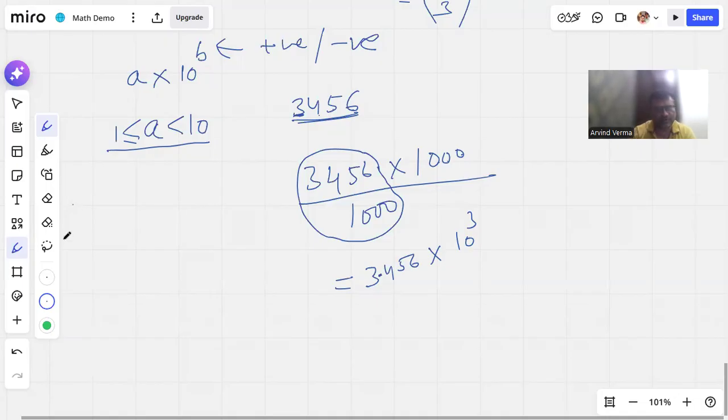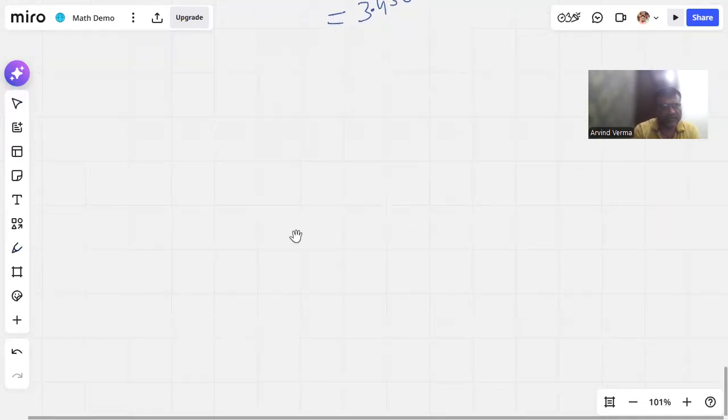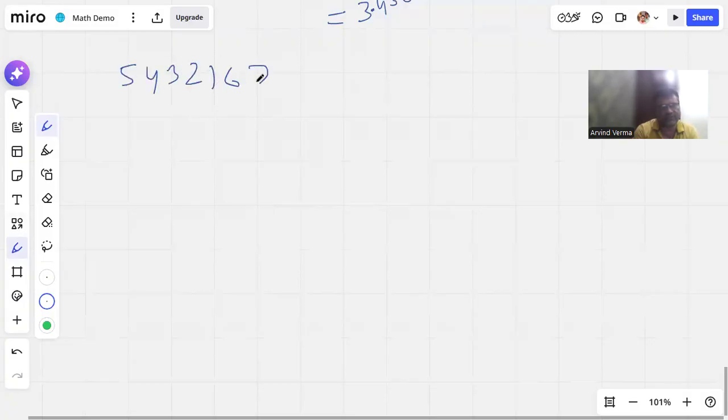Another example. Let me make some space. Let's take any random number: 5, 4, 3, 2, 1, 6, 7, 8. Now I have to write this in the standard form. So ignore 5 and count 1, 2, 3, 4, 5, 6, 7.